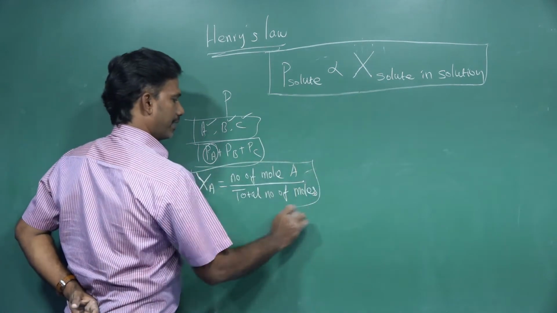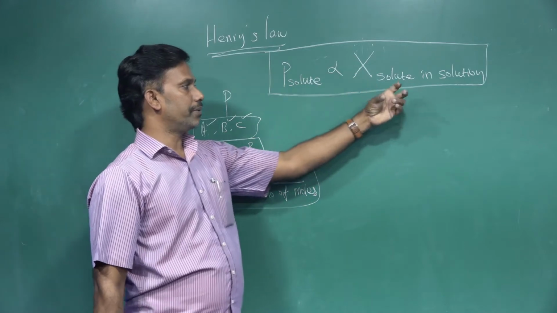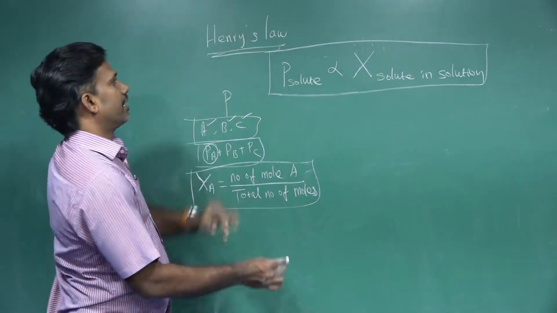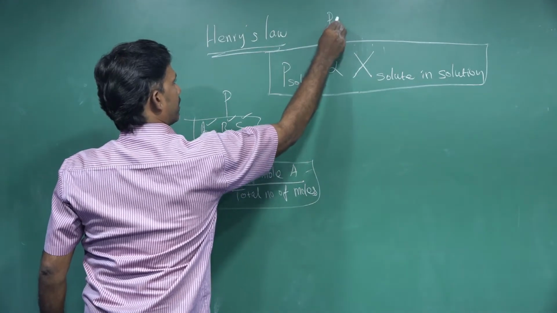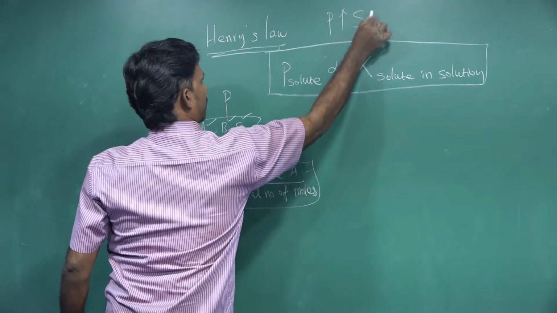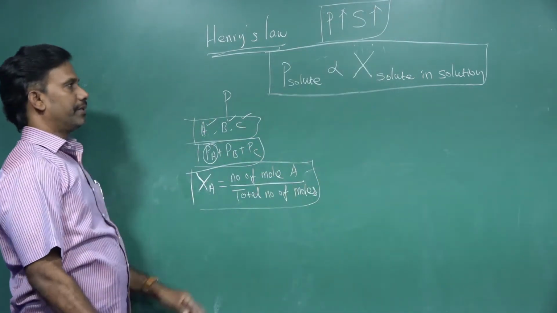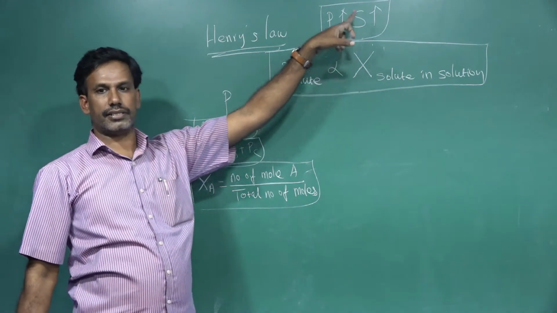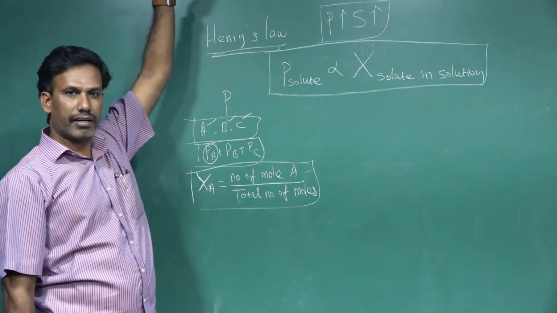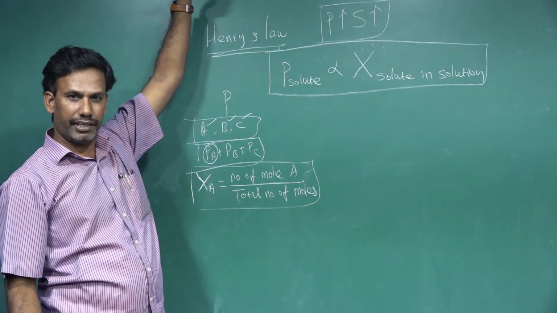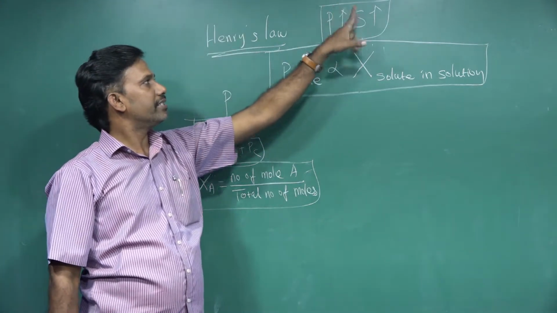So according to Henry's law, the pressure of the solute is directly proportional to mole fraction. Simply, what is Henry's law? Henry's law says that when pressure increases, solubility also increases. This is for a gaseous solute: when pressure increases, solubility also increases. This is the direct meaning of Henry's law. It is the pressure effect on solubility. Henry says that whenever pressure increases, solubility increases.